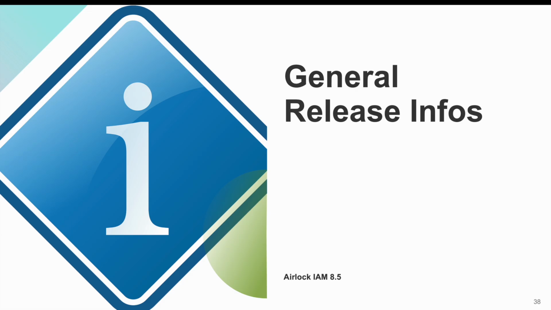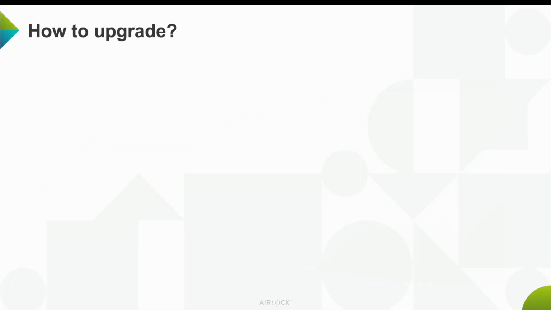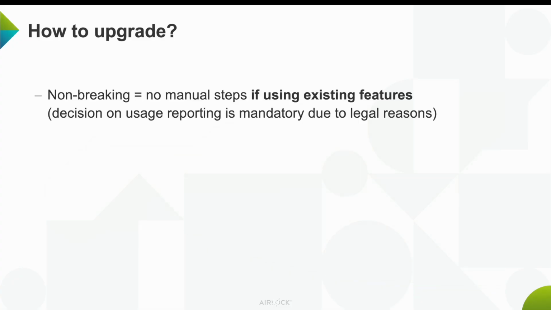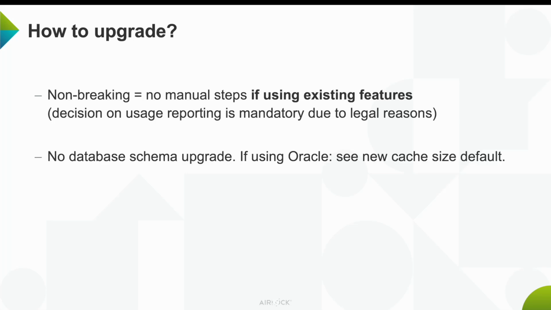Let's close this video with some general release information. Airlock IAM 8.5 is a minor release, which means it's non-breaking. There are no manual steps necessary if you are using existing features. There is no database schema upgrade for this release. But if you're using Oracle, have a look at the new cache size default and decide whether you want to apply it or not.